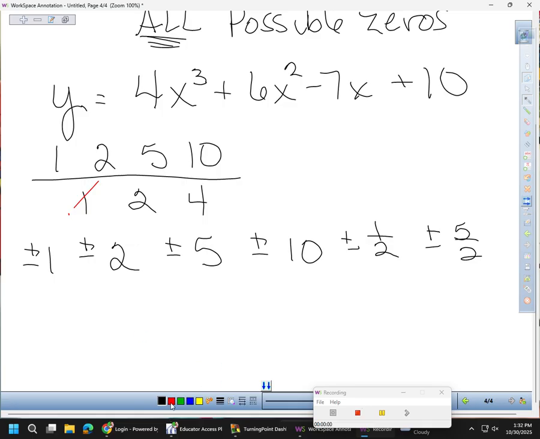So now we're done with 2. Now we're going to do our 4. We have plus and minus 1 over 4. Plus and minus 2 over 4, which is 1/2. Plus and minus 5 over 4. And plus and minus 10 over 4, which is 5/2, and we already have. So all you have to do is just list them. Okay? You just got to list them.